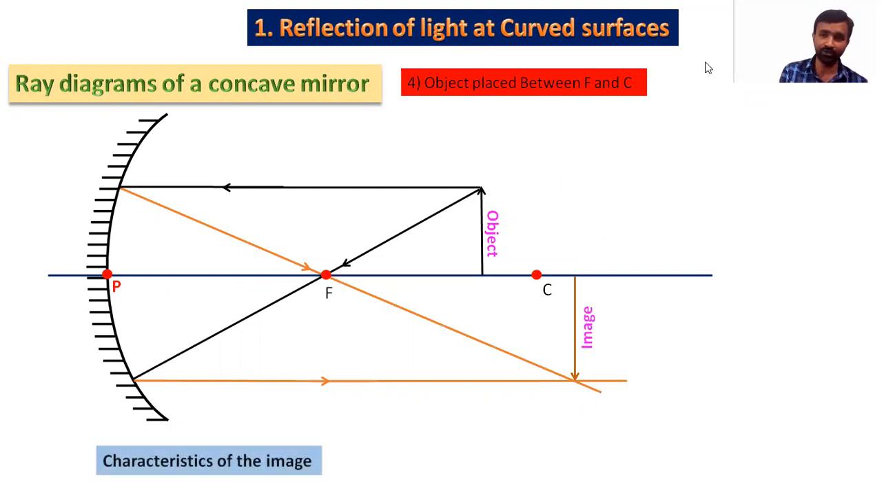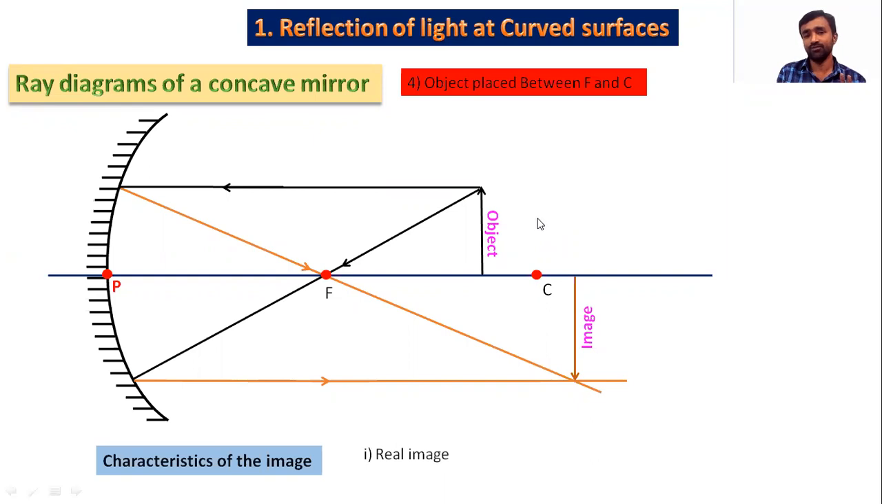Now I want to write the characteristics. Can anybody answer me? What are the characteristics? Four places, four characteristics. First one is type, real or virtual. Anyone? Real image. It is a real image. Second one is about inverted or erect image.